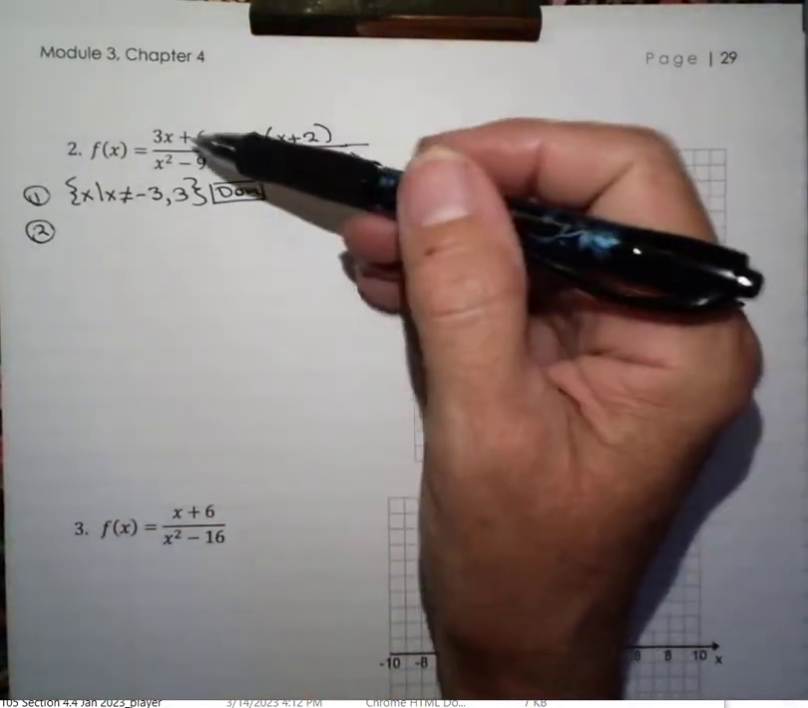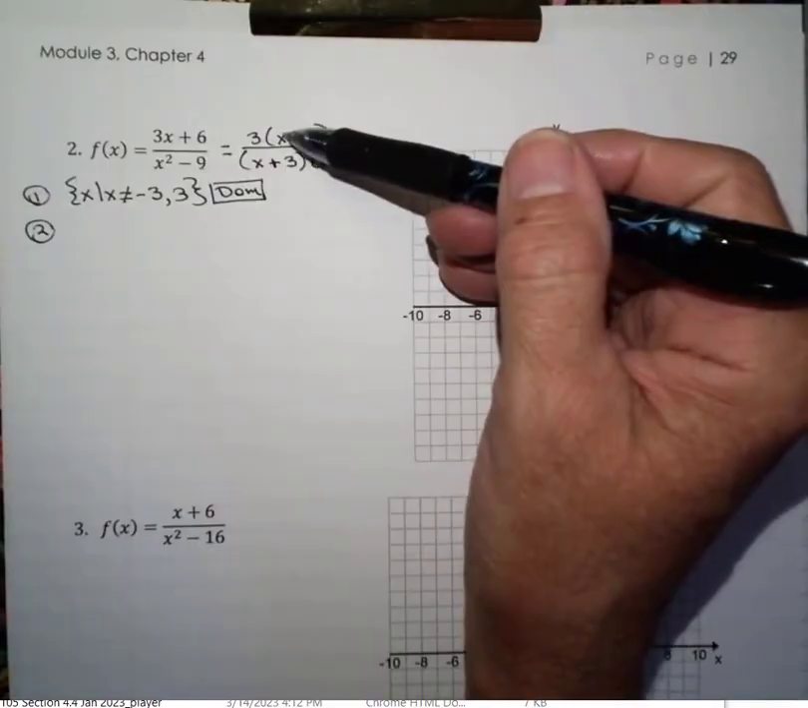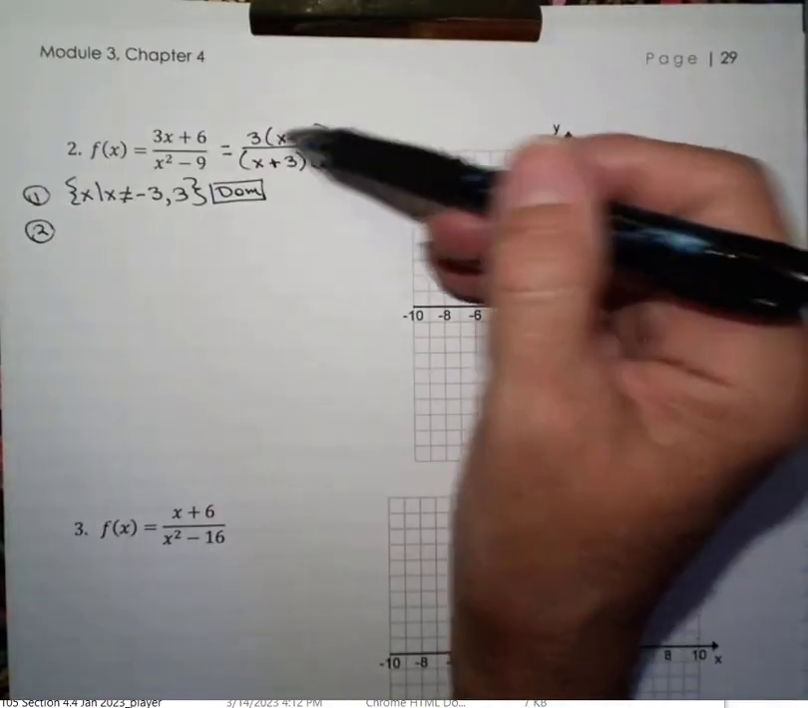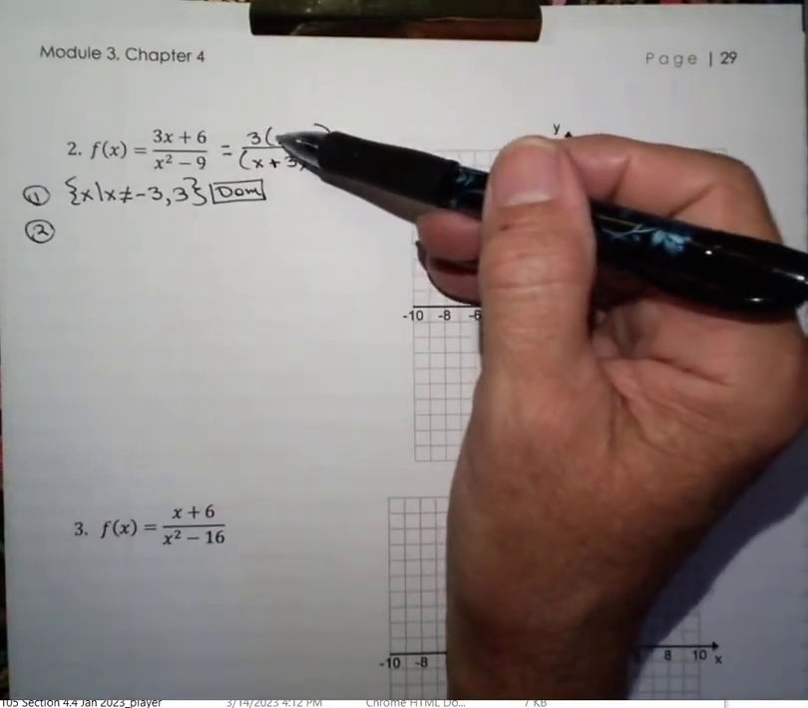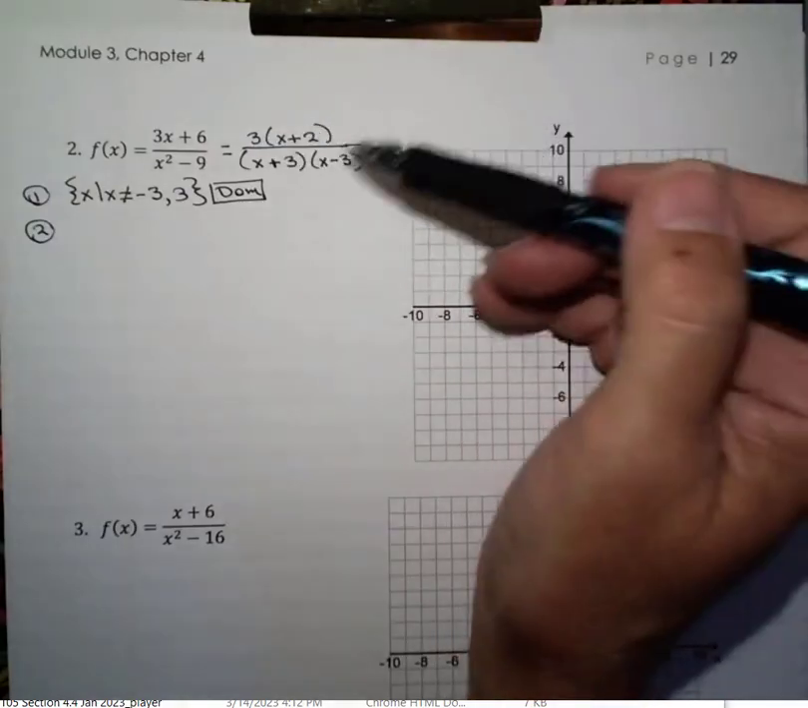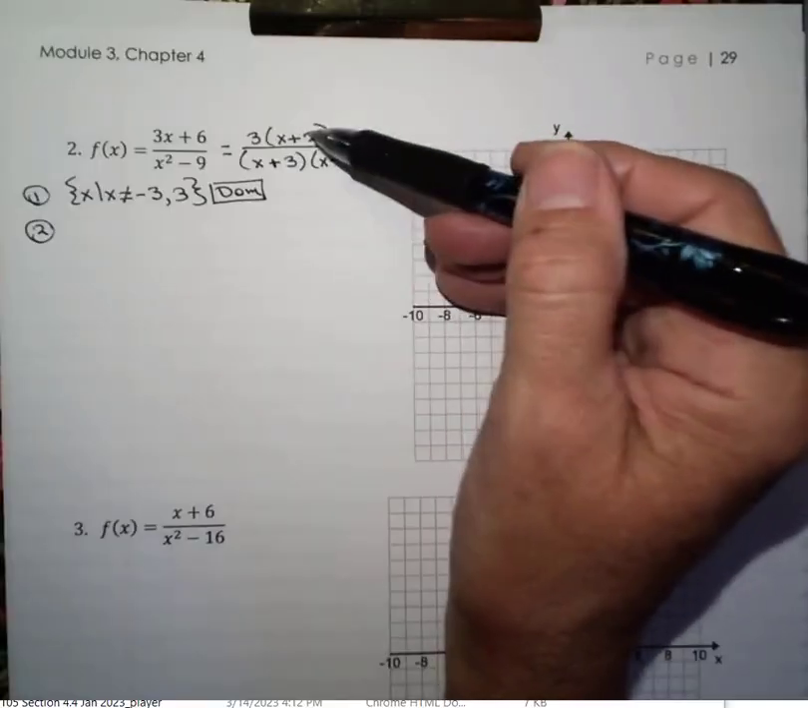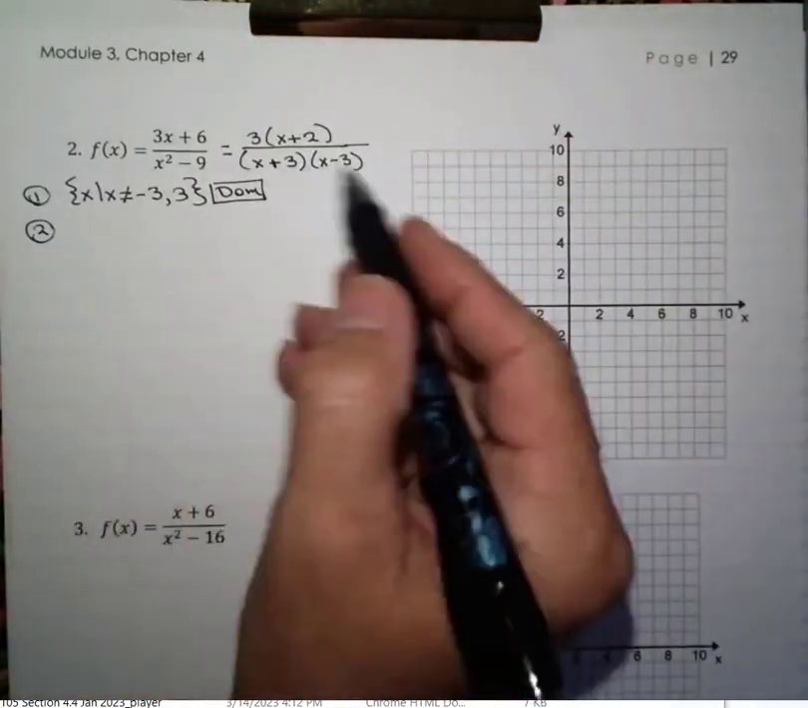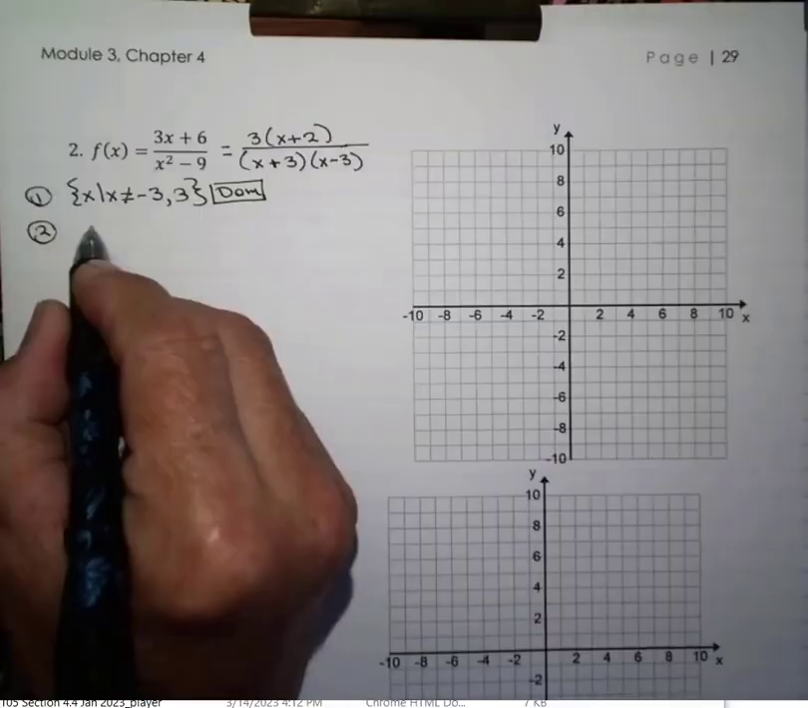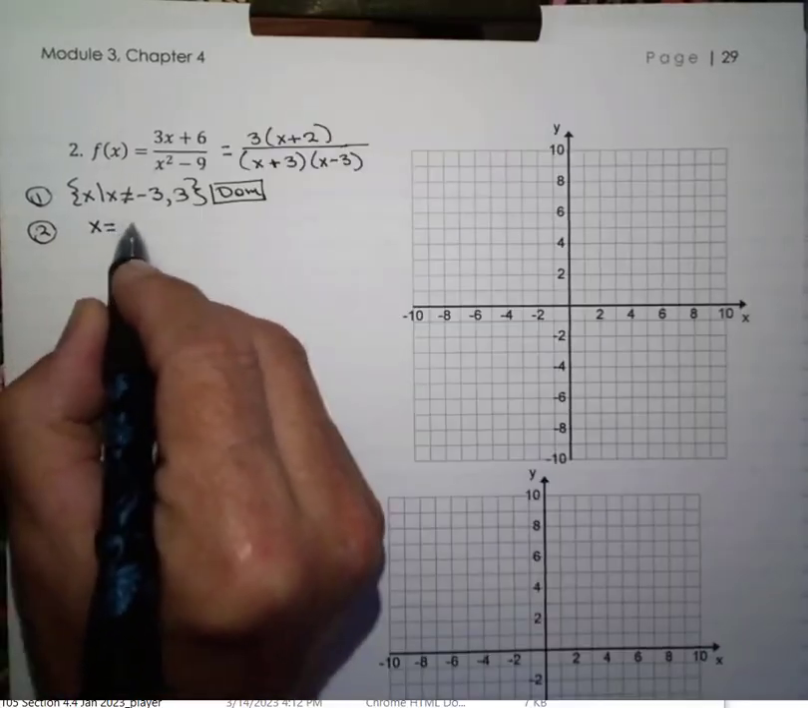If x is equal to a positive 3, it still wouldn't cause 0 in the numerator, would it? Because this would be 3 times 5, and that's 15. So what if x is equal to a negative 3? It would be 3 times negative 1, which is not 0. So both of these, 3 and negative 3, are going to be vertical asymptotes.